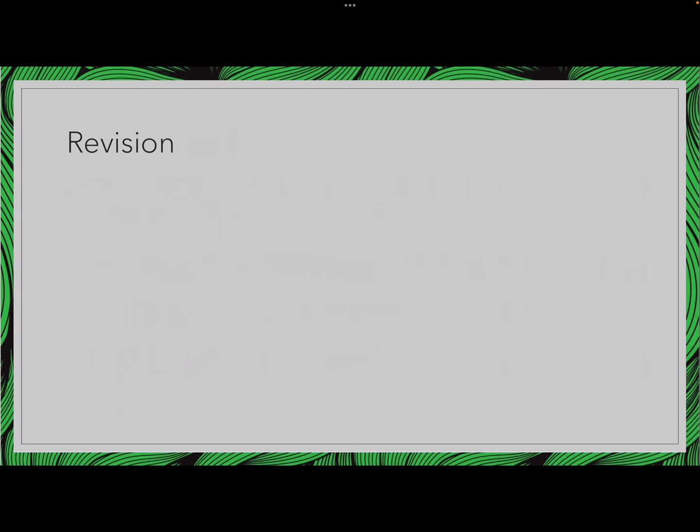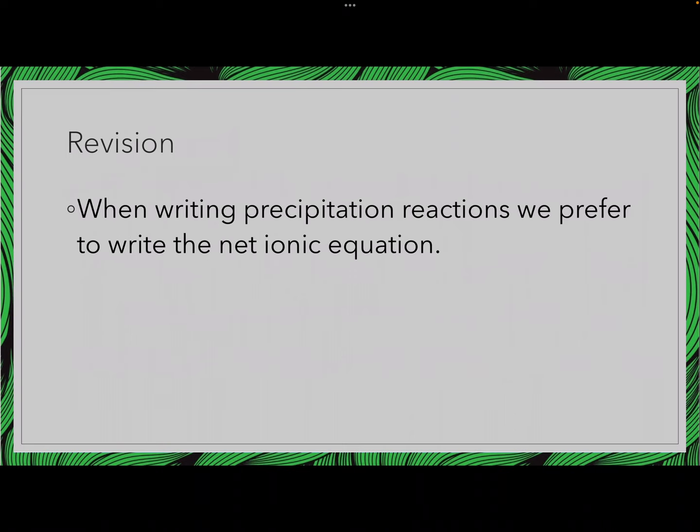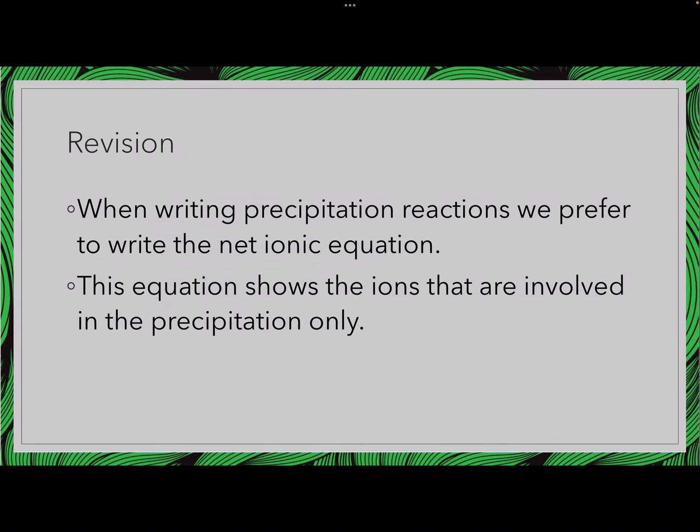So a little bit of revision. This is stuff that we learnt at the start of module 3, where we started looking at precipitation reactions and writing out the different types of equations. So that's what we're actually going to be doing. Normally when we write a precipitation reaction, we need to write the net ionic equation. We also need it for KSP, which is the next lesson. So when we write the precipitation reaction, we prefer to write it in net ionic form. And this just shows the ions that are involved in the precipitation reaction.